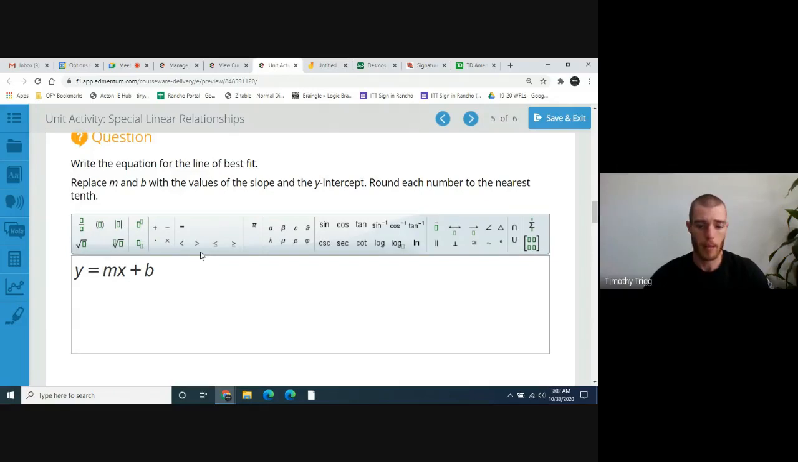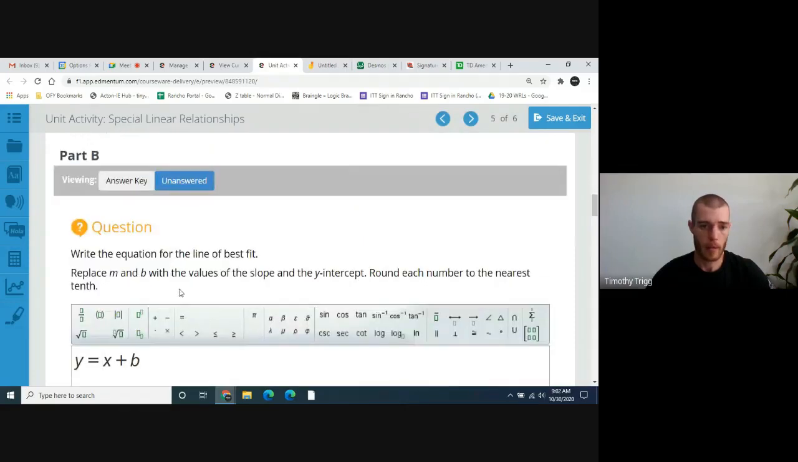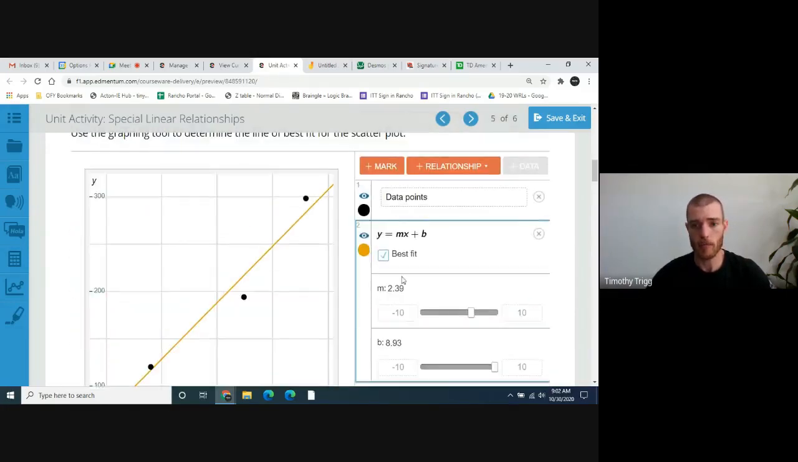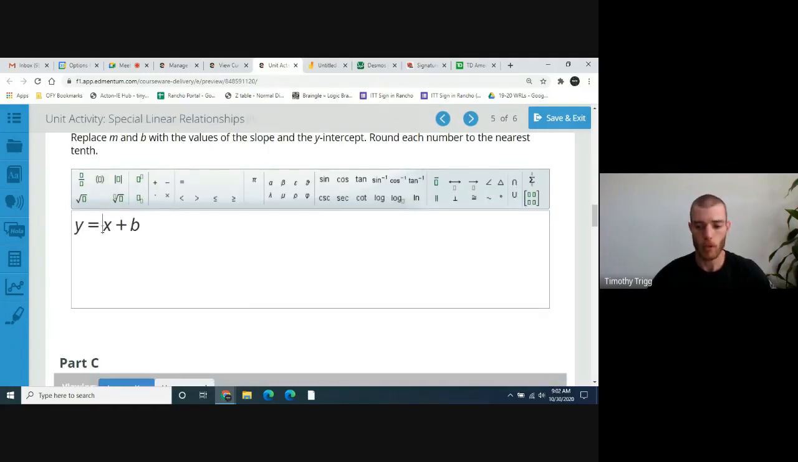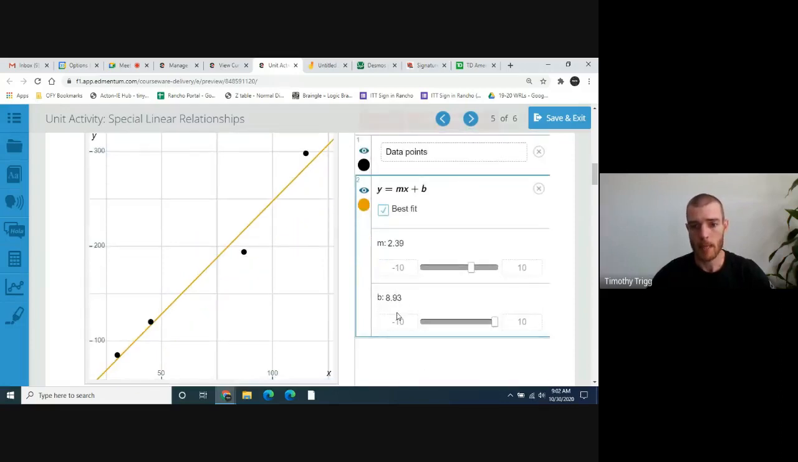So for mine, my slope was 2.39. It says round to the nearest tenth. The tenth is the first decimal place, so I'll put 2.4. Yours might be the same, or a little bit different. It should be at least similar to that. My B is 8.93, and I'll say 8.9 because that 3 won't round up that 9.